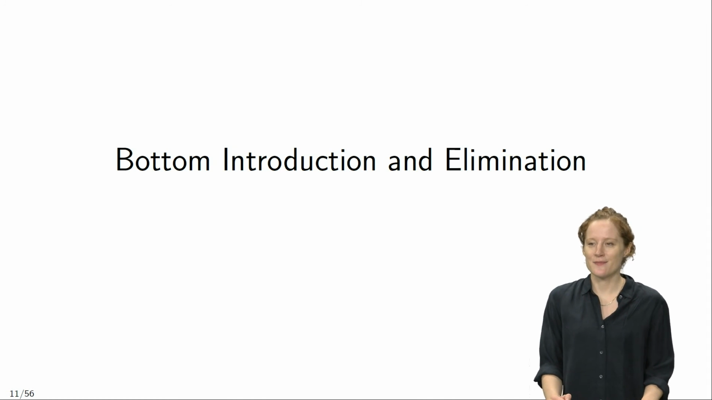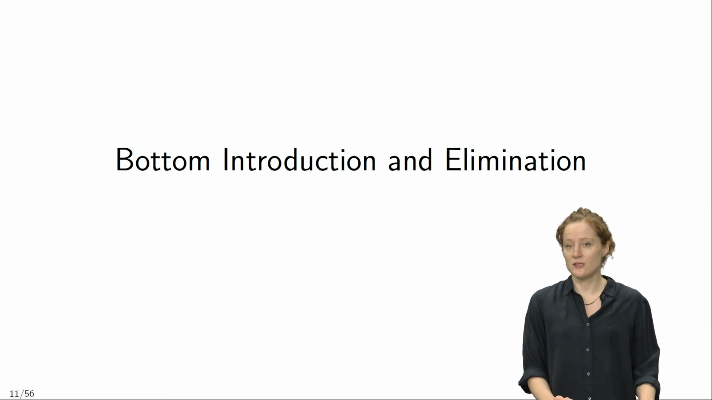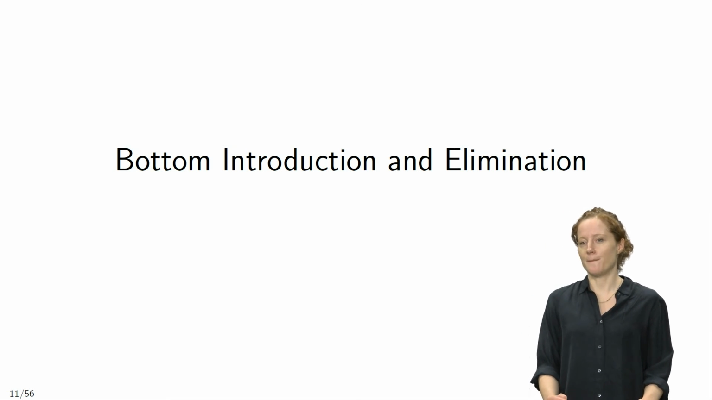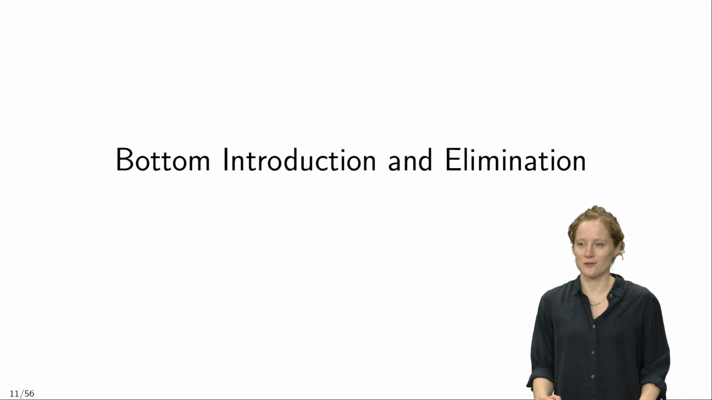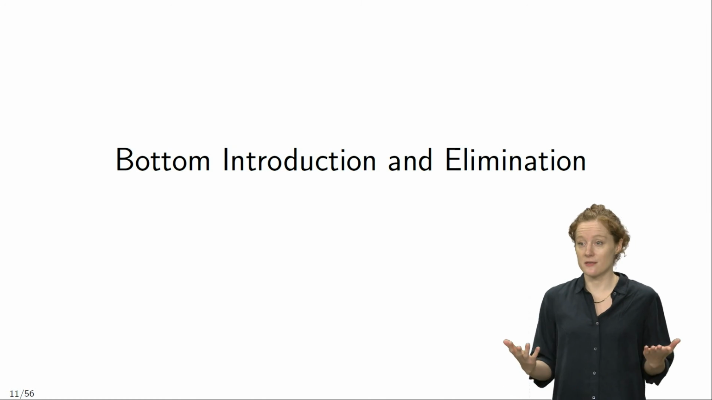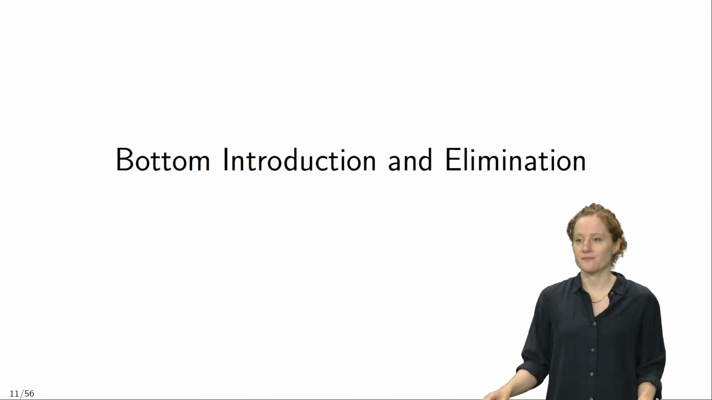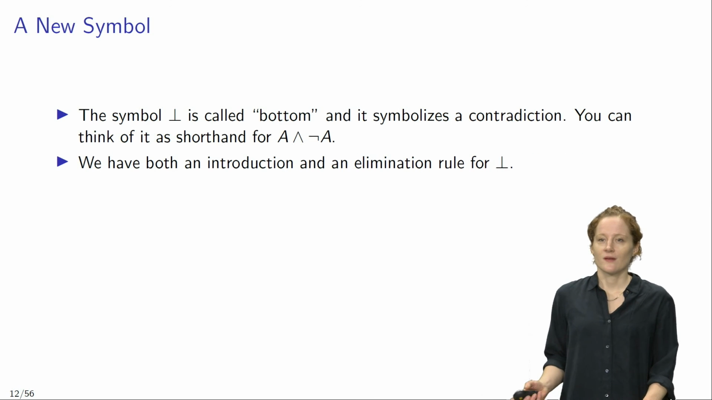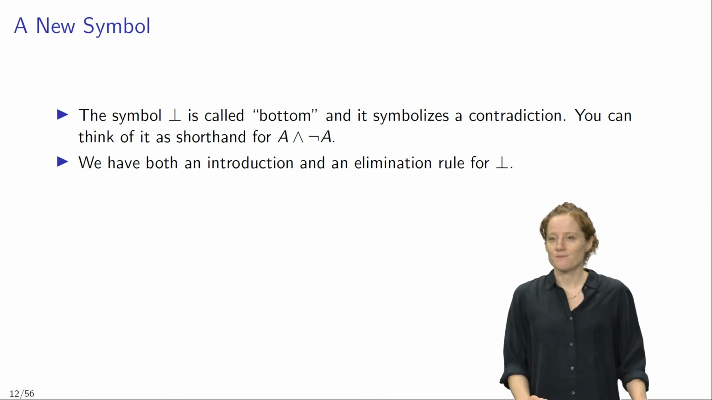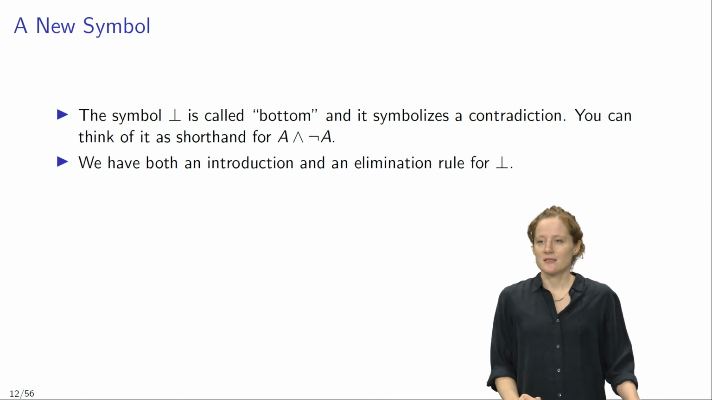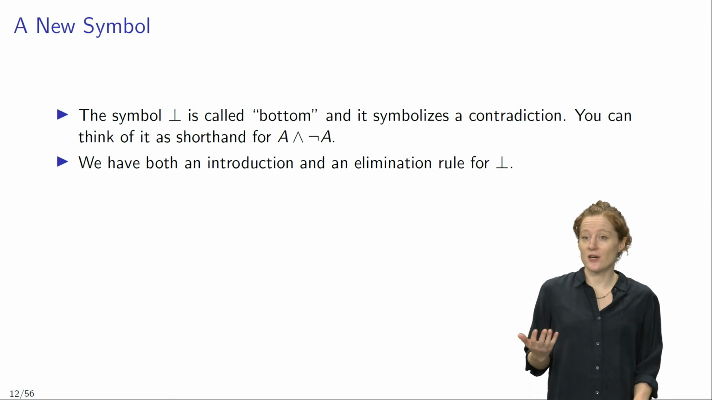Now, the introduction and elimination rules for the negation sign make use of a special new symbol, which we are going to call bottom. So before we get to the introduction and elimination rules, we need to talk a little bit about this new symbol called bottom. So bottom looks like an upside down T, and this upside down T symbolizes a contradiction. So that means that you can think of it as shorthand for, say, A and not A.